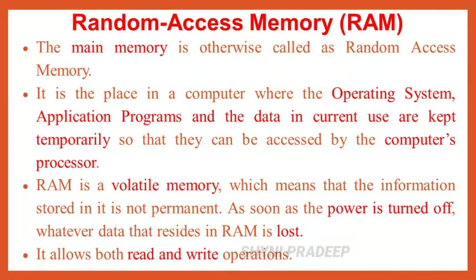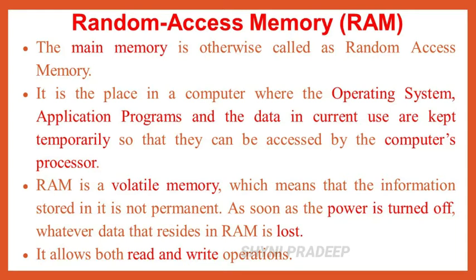First let us see about random access memory, which means RAM. RAM stands for random access memory. It is also known as main memory. In this random access memory, we can store the data and instructions temporarily. Here the application programs and data in current use are kept temporarily so that they can be accessed by the computer processor. Which means currently used data will be stored in this main memory.